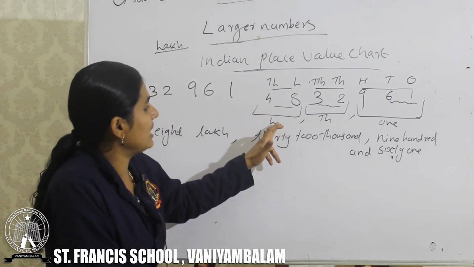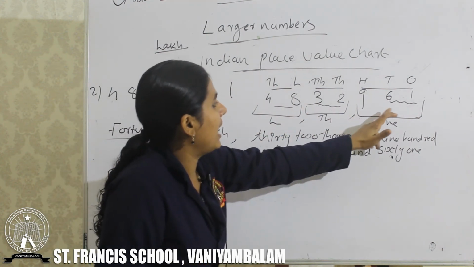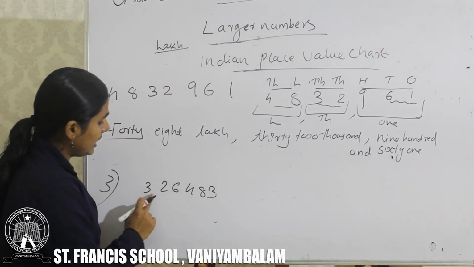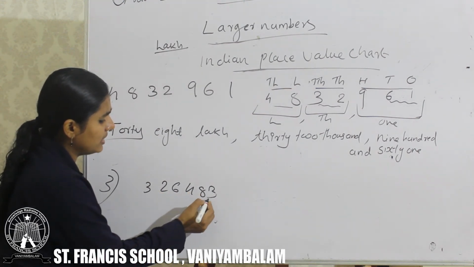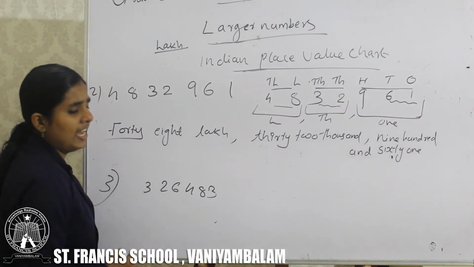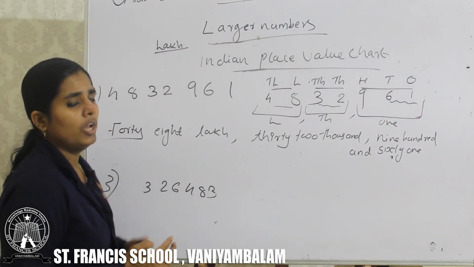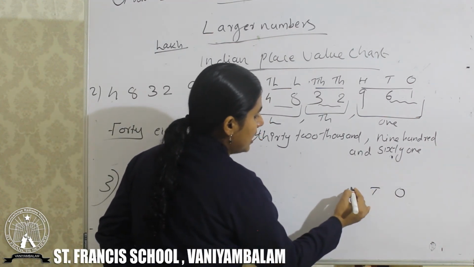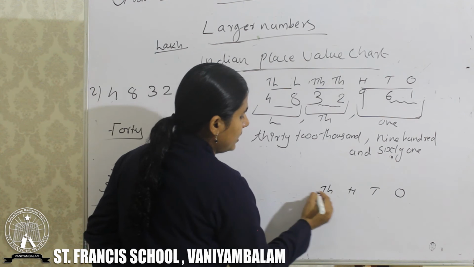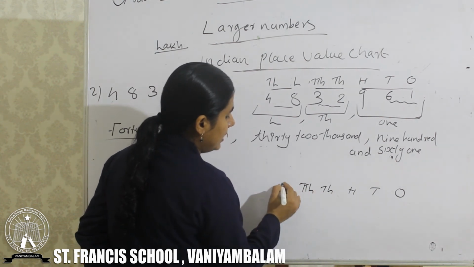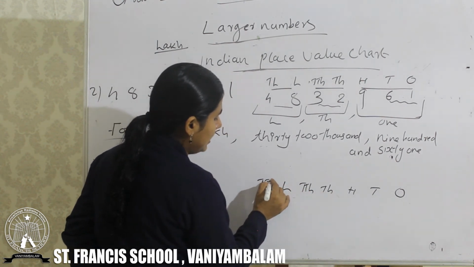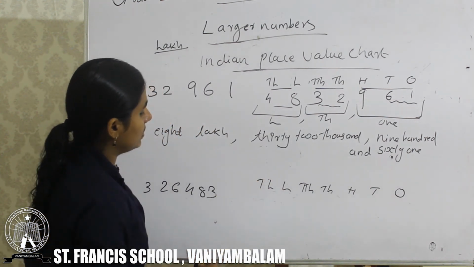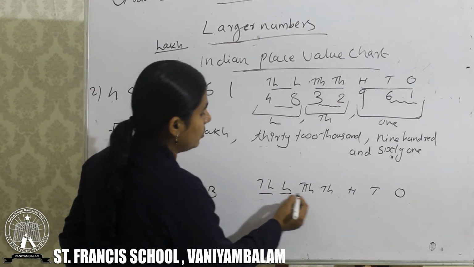Okay, look here, 48 lakh, 32,000 and 961. The next part, look here, 3, 2, 6, 4, 8. Here how many digits? 1, 2, 3, 4, 5, 6. 6-digit number. First what do we want to do? Write the place value chart. Then ones, tens, hundreds, thousands, ten thousands and lakh, 10 lakh. Okay, lakh and 10 lakh. Then how to write?